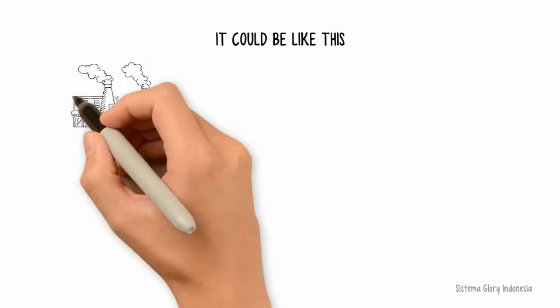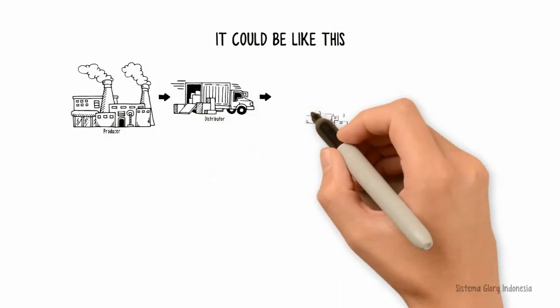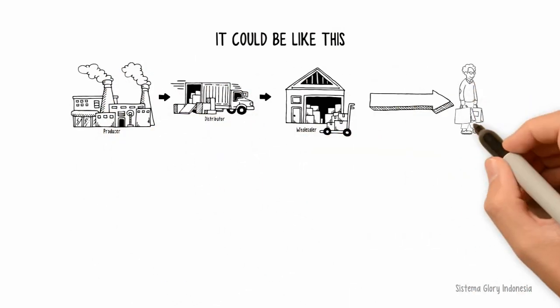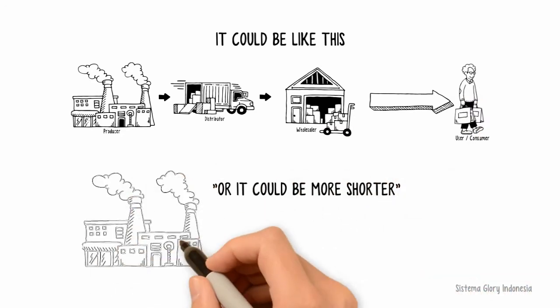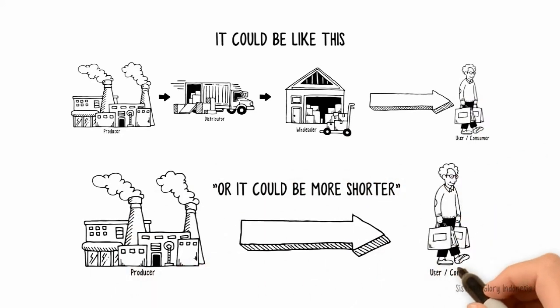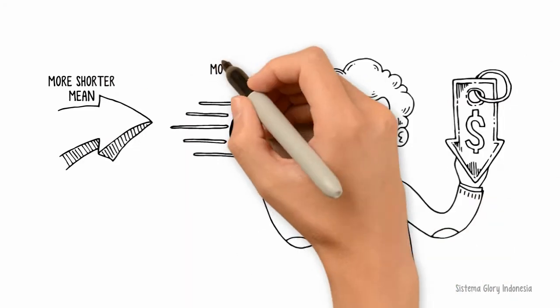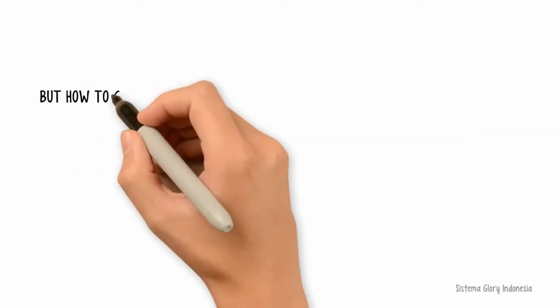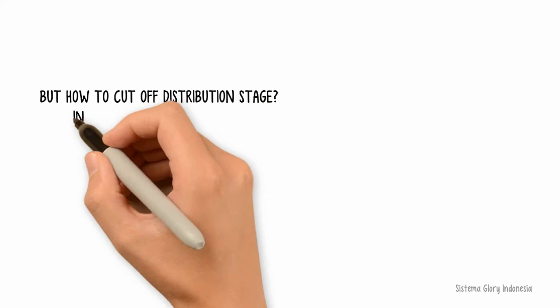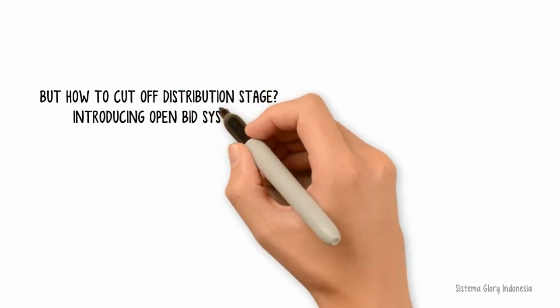Rather than going from producer to distributor, then to wholesaler and ending to the user or consumer, it could just be shorter, from the producer directly to the user or consumer. Shorter means faster and cheaper. But how do we cut the distribution stage? By introducing an open bid system.